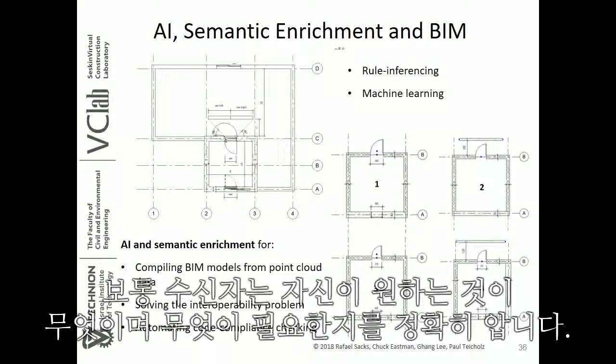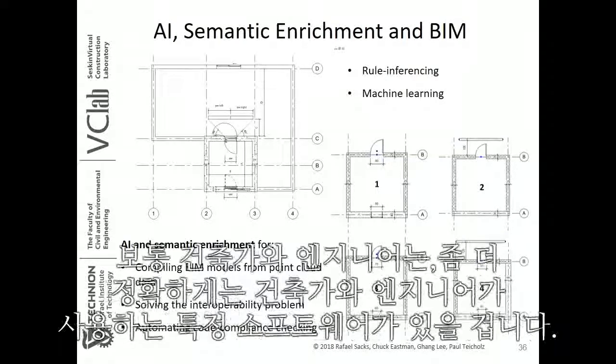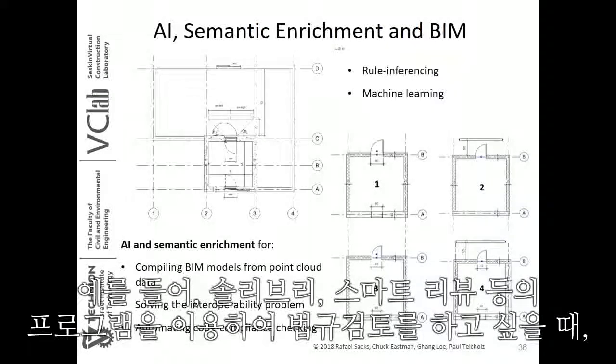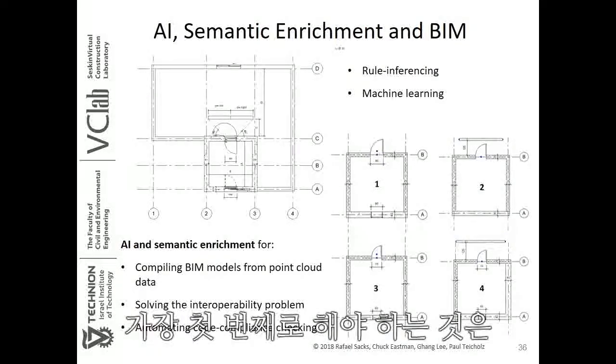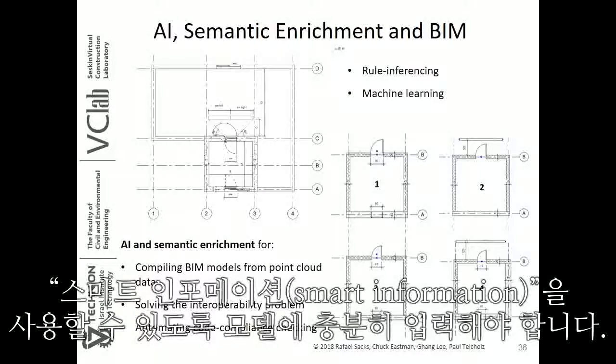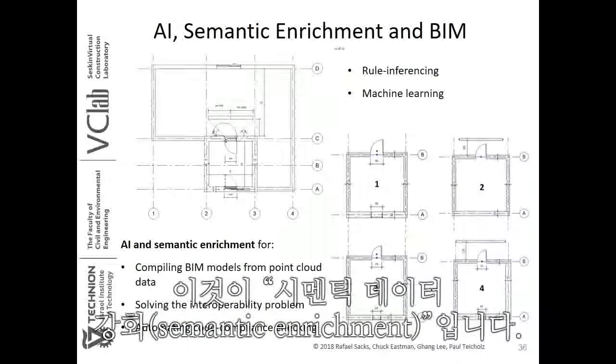A receiver of information in general knows exactly what they want and what they need. An architect and engineer, but more specifically, it may be a specific software application being used by an architect or engineer. If, for example, we wanted to do code checking, whether with Solibri, SmartReview, Inglicaro, or other systems, what we first need to do is add in enough smart information to the model to enable it to use and to process. That's the semantic enrichment.